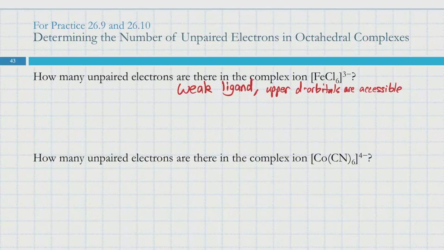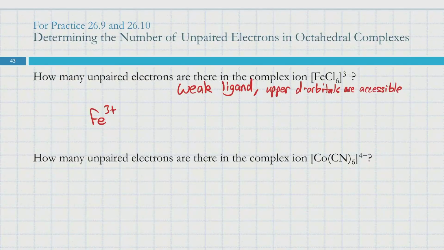We can put electrons there. And what charge does our iron have in this complex ion? +6. It's not +6. +3. We've got an overall 3 negative. Each of our chlorides has a 1 negative, so 6 negative plus something equals 3 negative. Our iron must be a 3 positive. So iron here is a 3 plus.